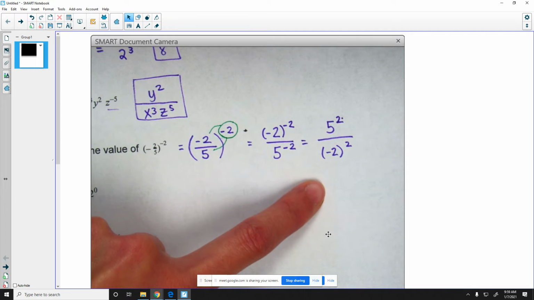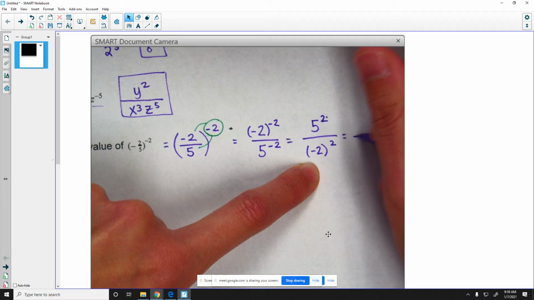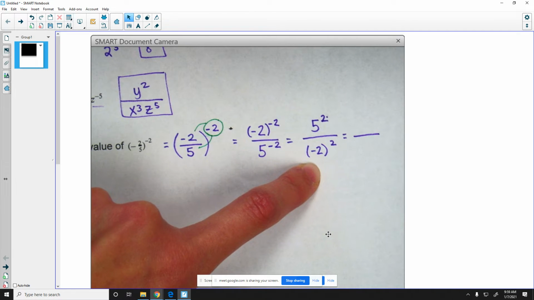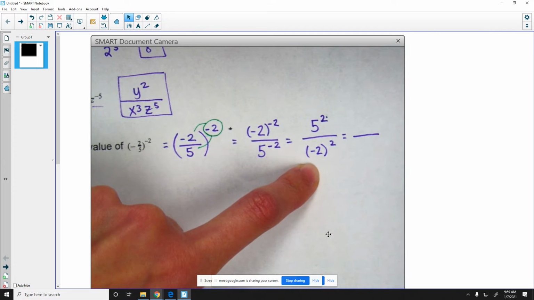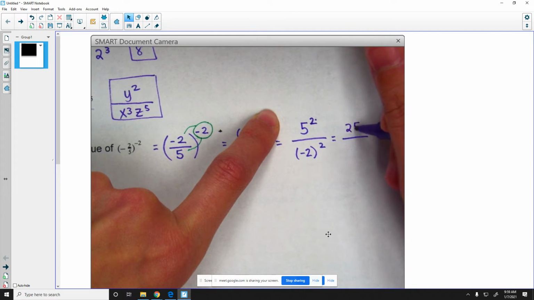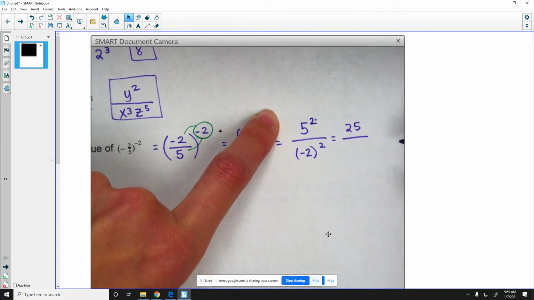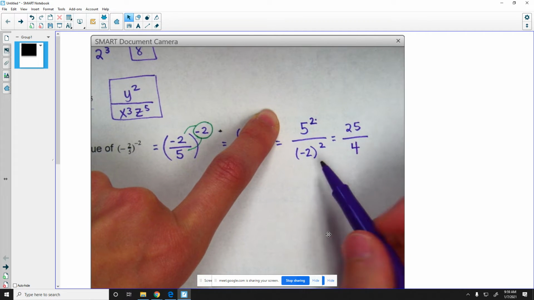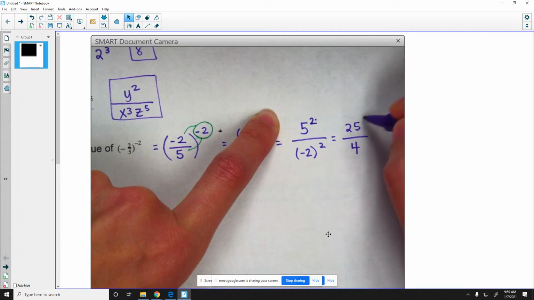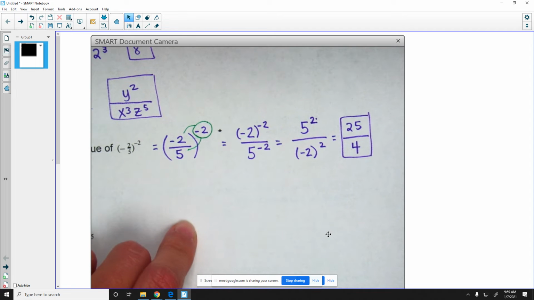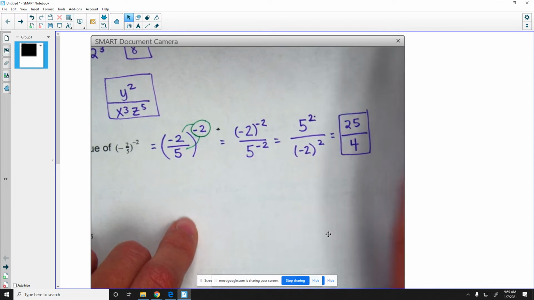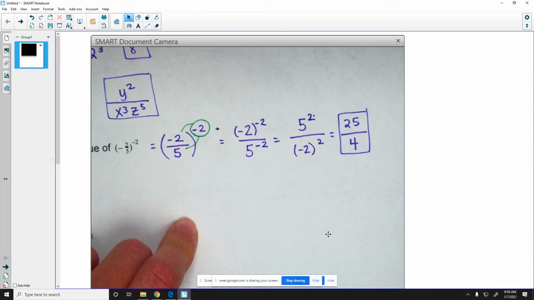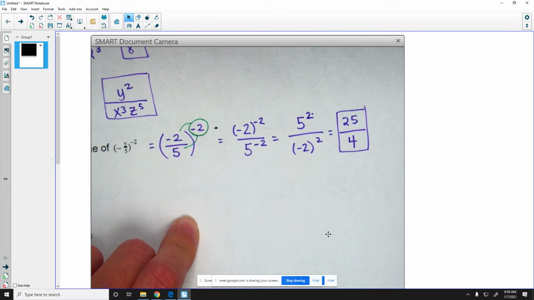Okay, so final answer is what over what? Thank you. 5 squared is 25. Negative 2 squared. Negative 2 times negative 2 is positive 4, right? There's a parentheses there. So it's positive 25 over positive 4. You cannot simplify that fraction. If you really want to, you can change it to a decimal, 6.25, because it's not repeated, whatever.